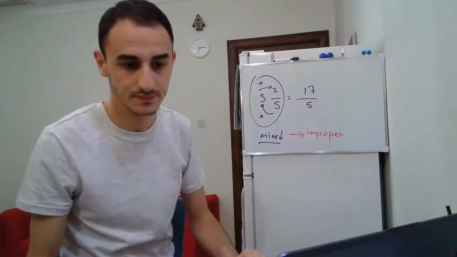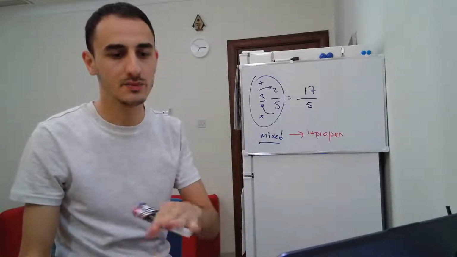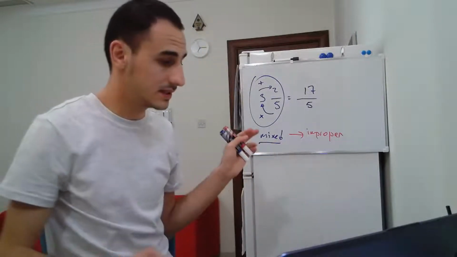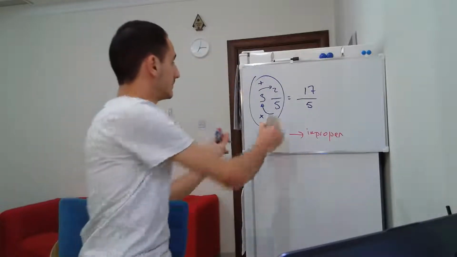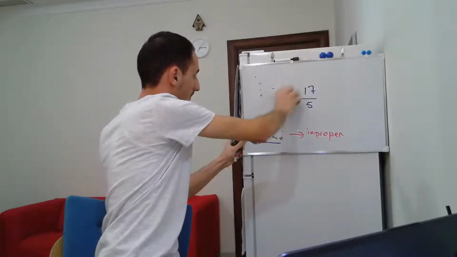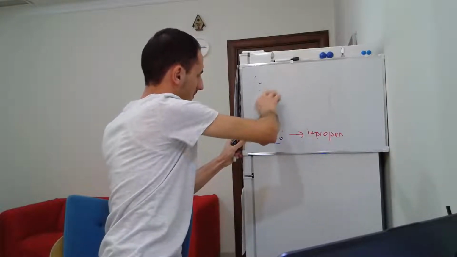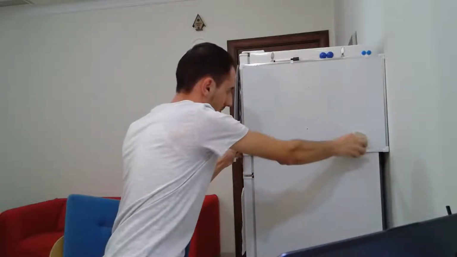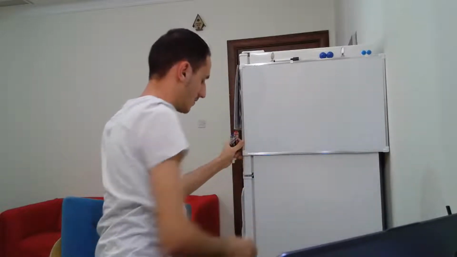Okay, Sarah and Farah Hassan. From improper to mixed number, you do, okay. Sarah, I need to delete this for the next question. I hope you already understood. Okay.